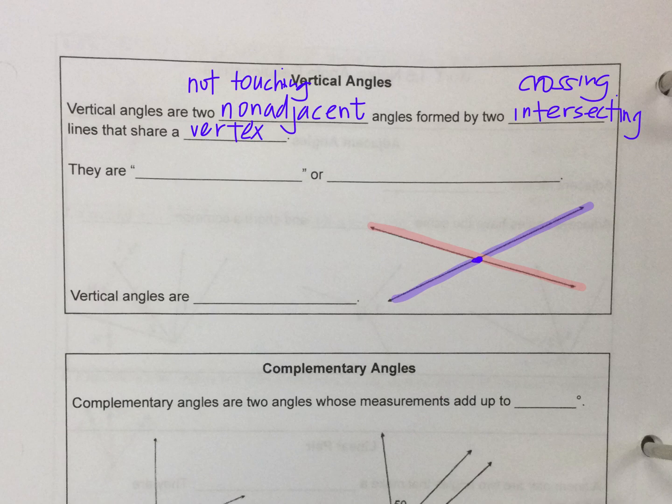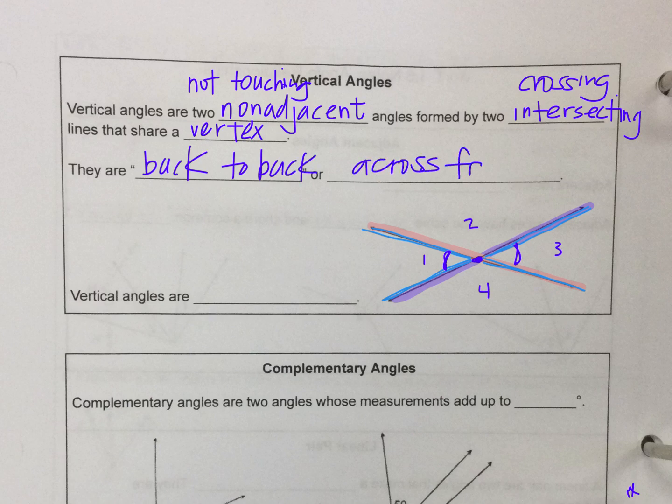So if I look at these angles, these vertical angles, I've got this one right here. It makes a V. It's across from this guy right here. So I'm going to number these angles. This is 1, 2, 3, and 4. So angle 1 is across from angle 3. So they are vertical angles. Some people like to say they're back to back. Other people like to say they're across from. Either way, that helps you remember it.